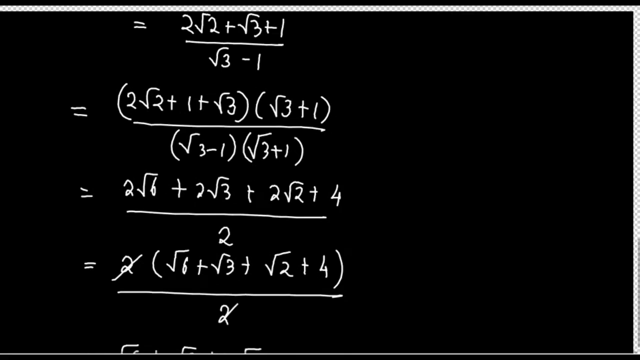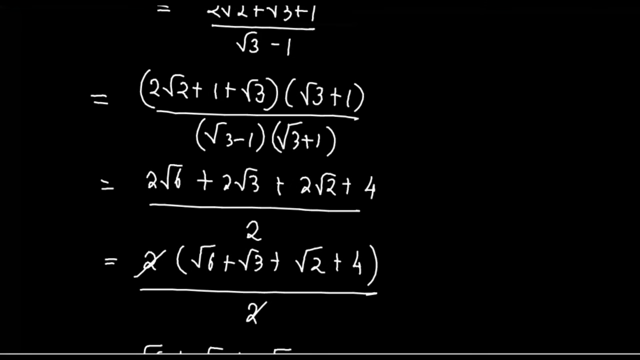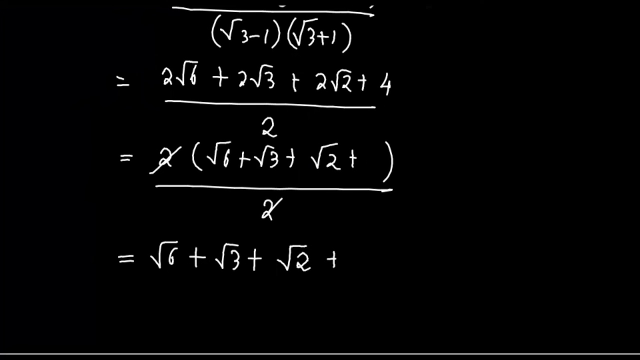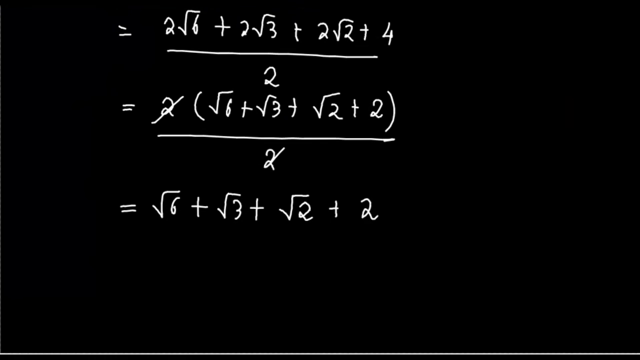You can see the calculation too. It is 2 root 2 into root 3, 2 root 6, plus 2 root 2, plus 1 into root 3, that is root 3, plus 1 into 1, that is 1, plus root 3 into root 3, that is 3, and 1 is 4, and plus root 3, that is 4. So the calculation is like this. So here it is really 2, obviously 2.